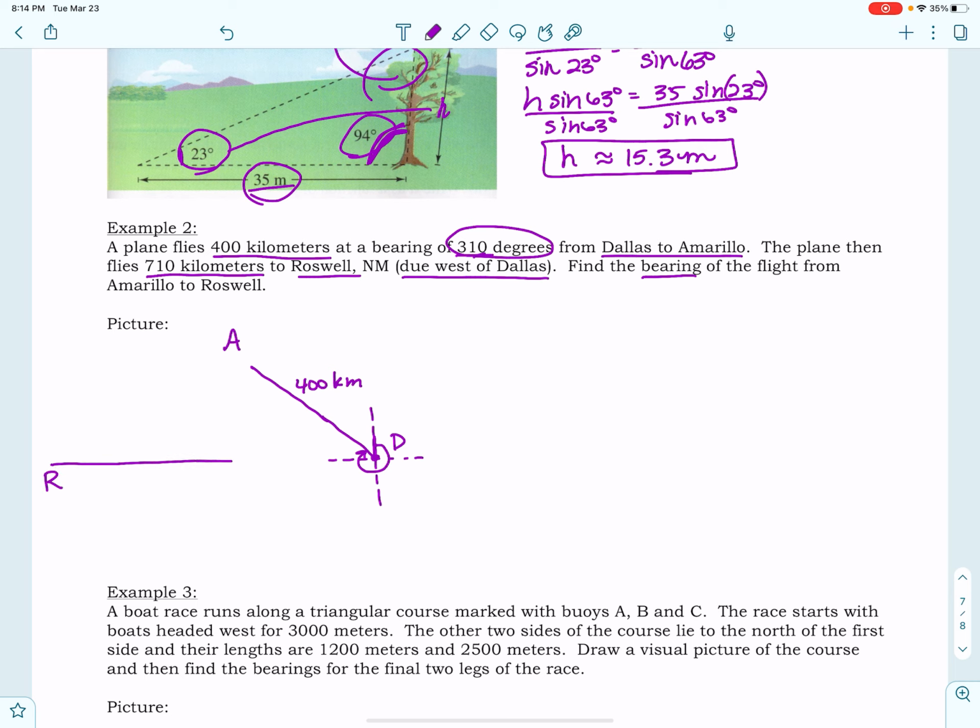Okay, so that would be due west of Dallas, and that is at 710 kilometers. Not a great triangle for Miss Griggs, but it's cool. So find the bearing of the flight from Amarillo to Roswell.